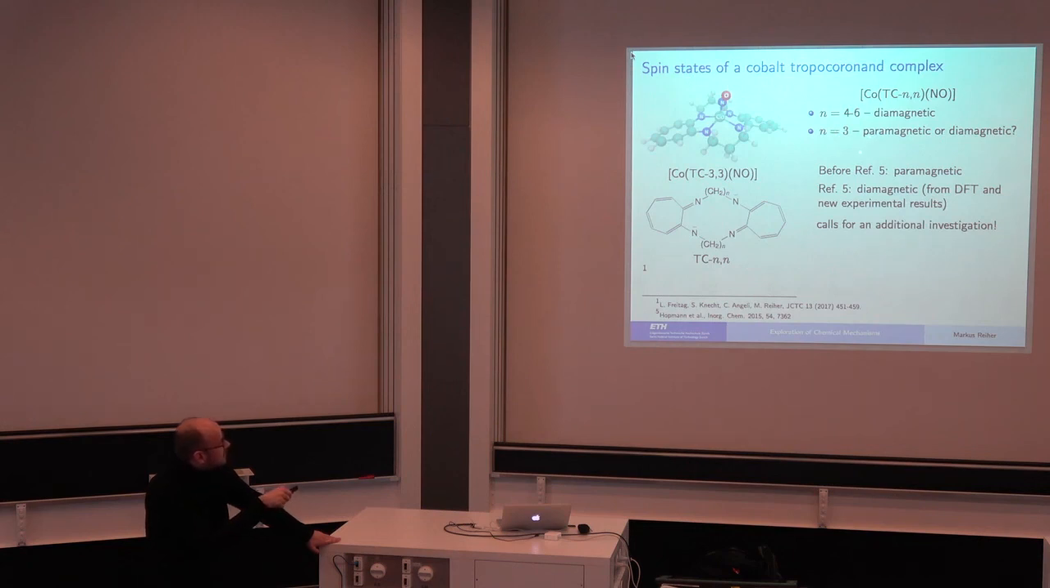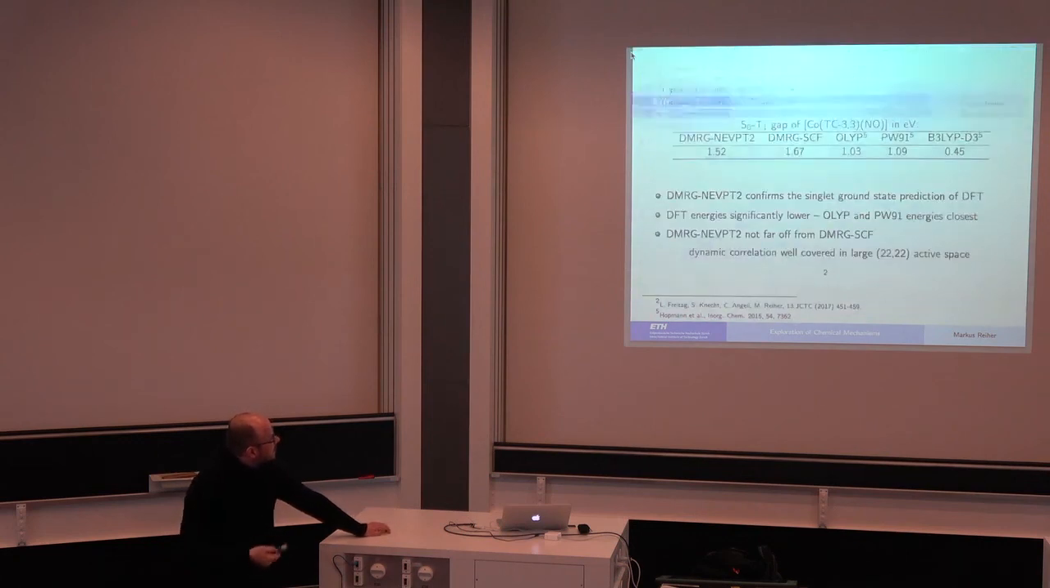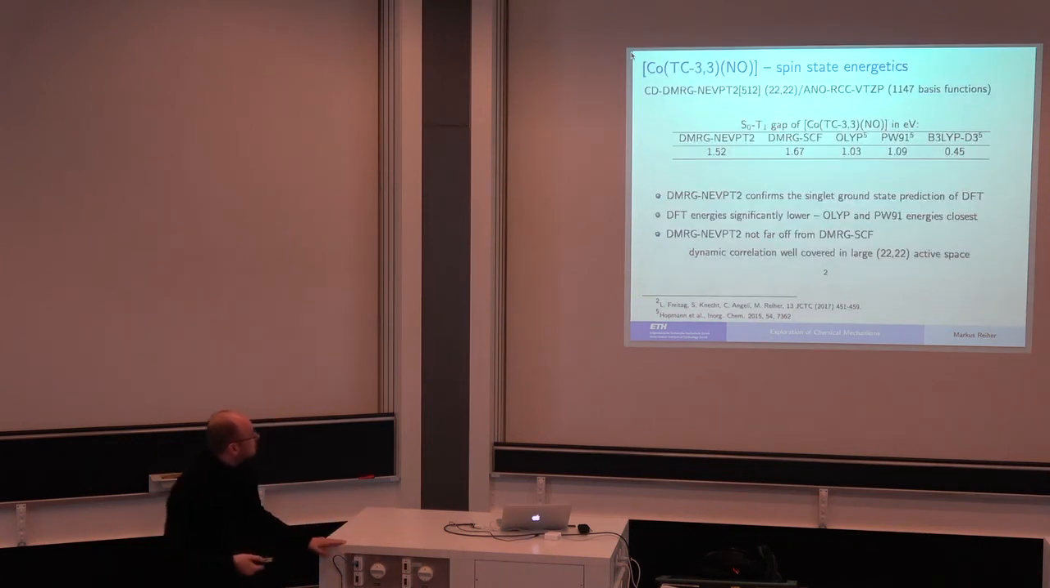what kind of spin ground state was a true ground state, whereas for n equals 4 to 6, it was clear it's diamagnetic, and so meaning not magnetic at all. And so in reference 5, published in 2015 in Inorganic Chemistry, people argued based on DFT and new experimental results that this system for n equals 3 is actually diamagnetic. So let's see what we get with ab initio data here.